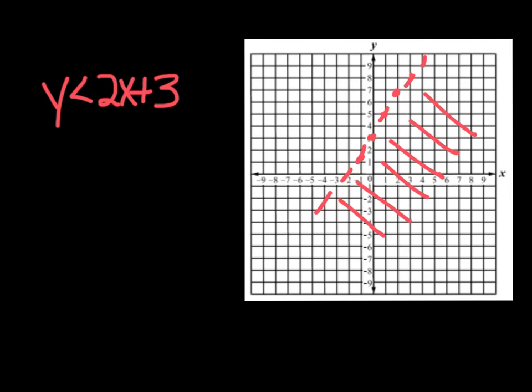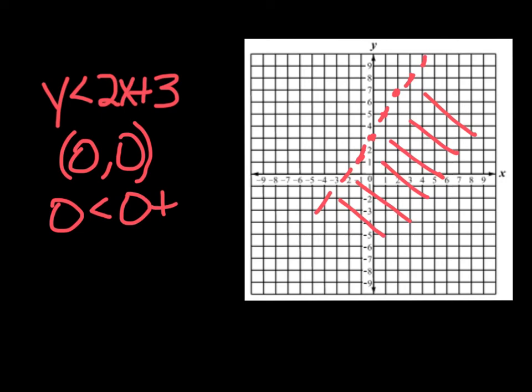Again, you can use your test point of 0, 0 and see if it works. If we put 0 in for x and 0 in for y, is 0 less than 2 times 0 plus 3? So is 0 less than 3? Yes, it is. So that test point 0, 0 is in the solution set, so it is shaded in that area.